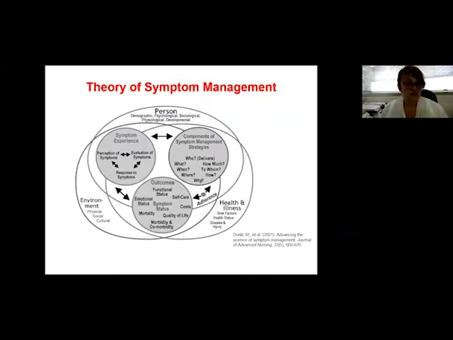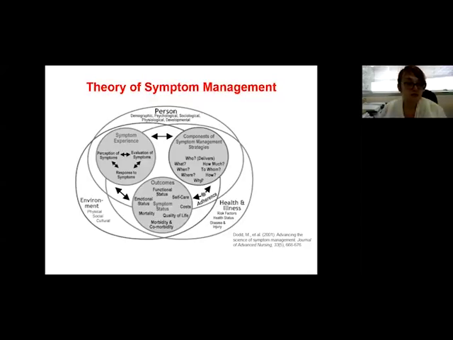And here they've developed this theory that is an all-encompassing theory. It includes the person, the environment in which they live, and their health and their illness parts of their life. And this is illustrated by these circles, but they also overlap with each other. So it's trying to say that the person and where they live and their environmental factors all intersect with their health and illness. And in the middle here is this concept around the symptom experience.